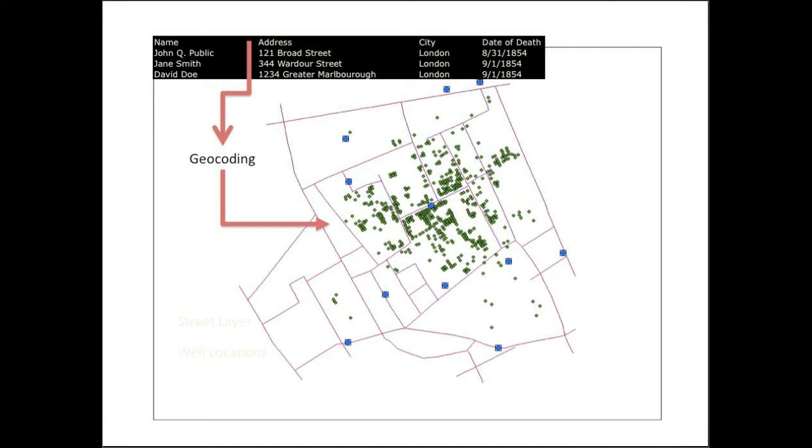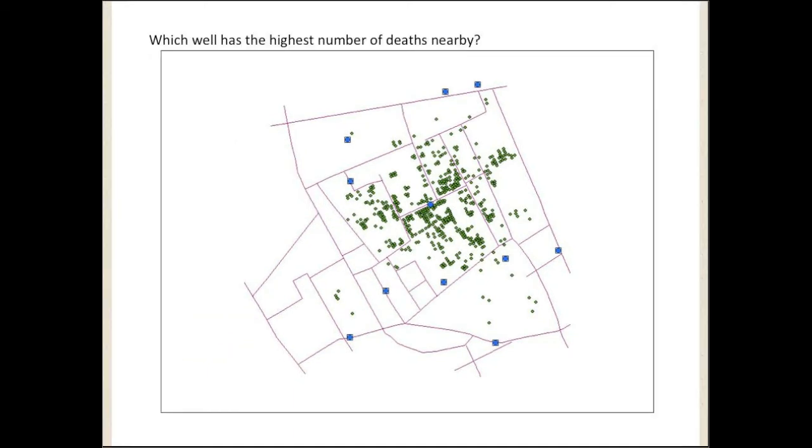Now, with all these layers in place, Dr. Snow could take advantage of a geoprocessing tool to quantitatively analyze relationships. Our visual analysis revealed a clustering around the Broad Street pump, but we can be much more precise with these modern tools. Our modern GIS will allow Dr. Snow to associate or spatially join features from one layer to features in another.